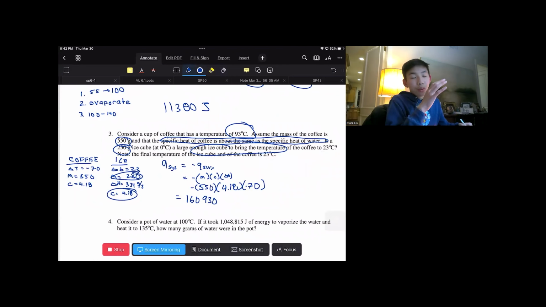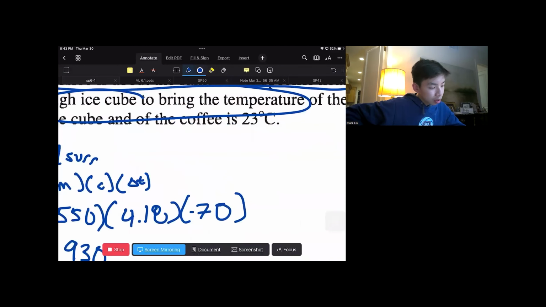I'll explain this. We're in the ice stage right now, but when we bring it up to 23 degrees Celsius, it's going to be water already. So what we need to do is melt this ice and then raise it to 23 degrees Celsius. So we're going through one phase change and then one elevation.